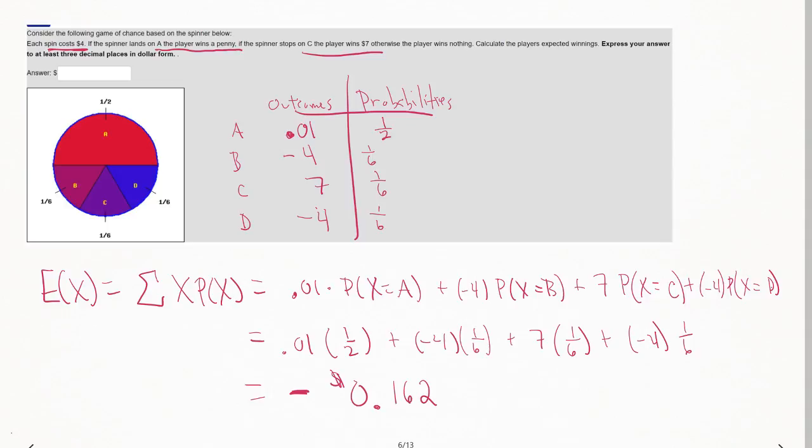162 would be our answer, rounded to the nearest decimal place. So notice overall we'd be losing money. And guess what happens when you play in a casino? Usually your expected value is going to be negative. So that makes sense, and that's usually what happens. That's what they're banking on.